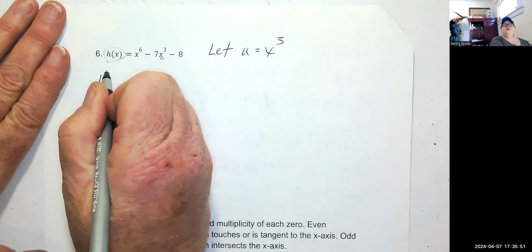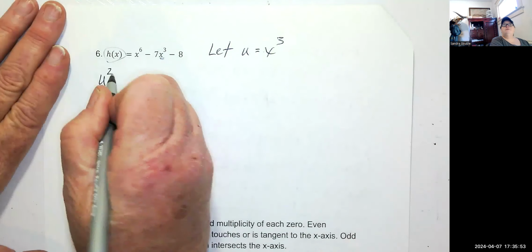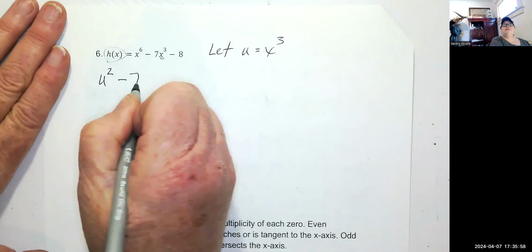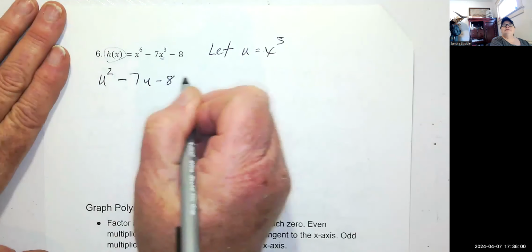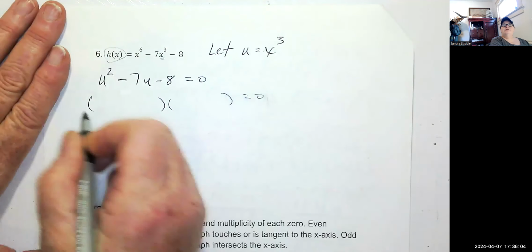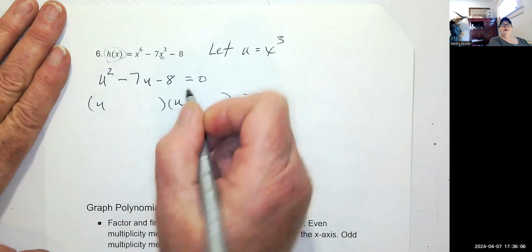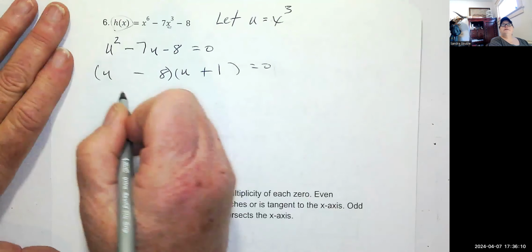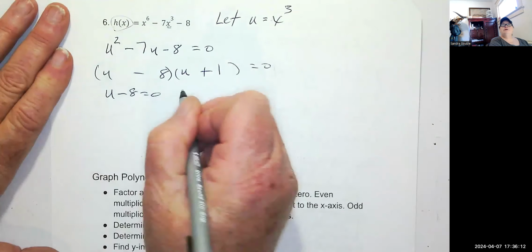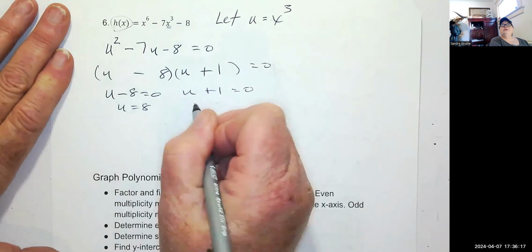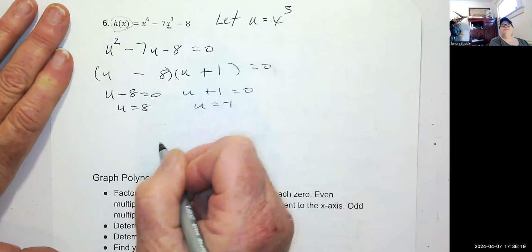So U squared minus 7U minus 8 is equal to 0. Factor: U and U, 8 and 1, negative and positive. All right, so U minus 8 is equal to 0 and U plus 1 is equal to 0. U is equal to 8. U is equal to negative 1.